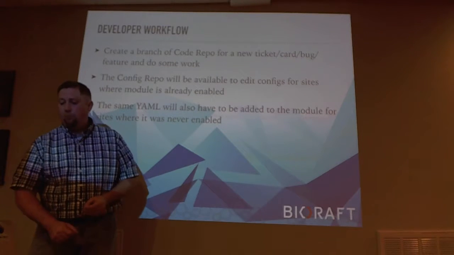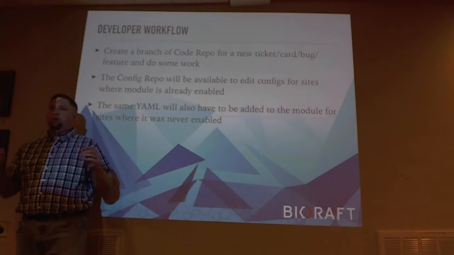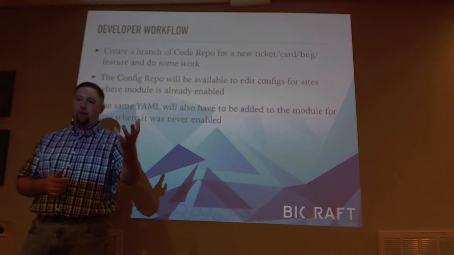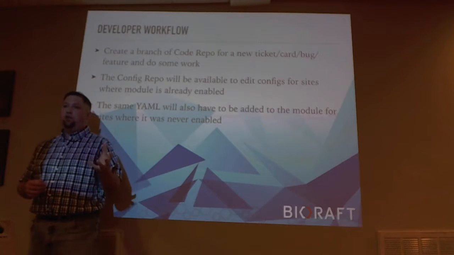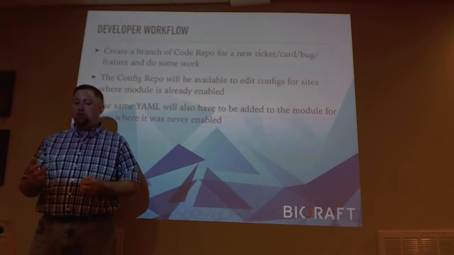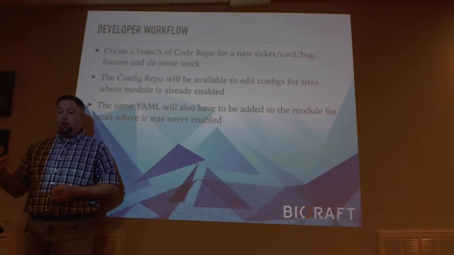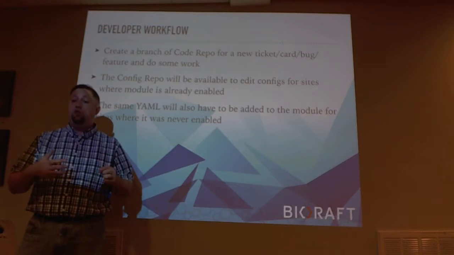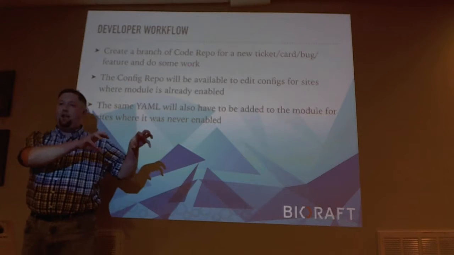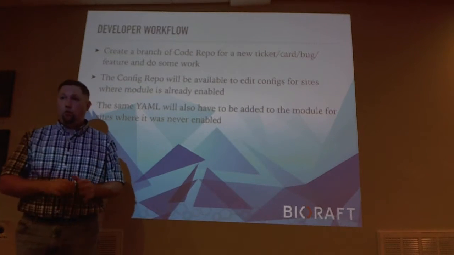So a sample developer workflow would be that you create a branch on your code repo. So you've got Metallica needs to add a new content type for whatever. You go and then create a branch for this new feature. You put in all of your code and your configurations. Config repo will be available to edit the configs. And for sites where the module is already enabled, then you can go and merge them. Where you've already got it enabled, then you have to take that YAML file and you have to add it to the module where it's already enabled. So that's kind of a pain, but there are ways to automate that.